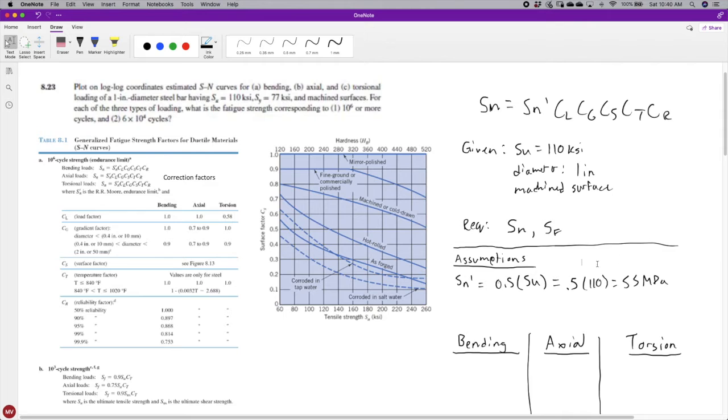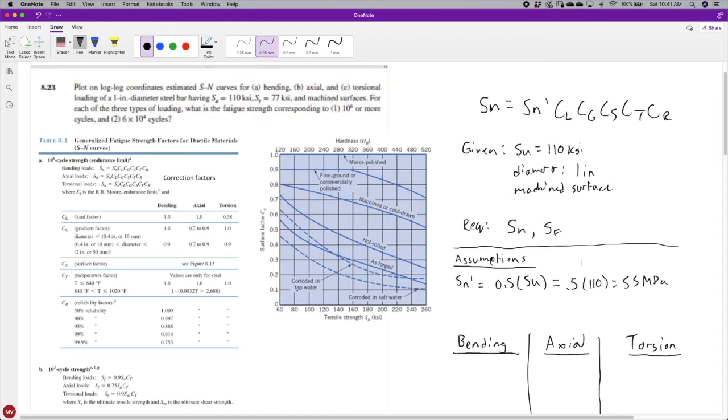One assumption we can make is that our Moore endurance limit is 0.5 times our ultimate strength, which in this case happens to be 55 megapascals. Our second assumption is room temperature, which means our temperature factor will always be 1. And our third assumption will be 50% reliability. Reliability factor will always be 1.